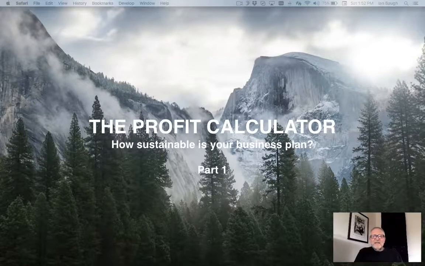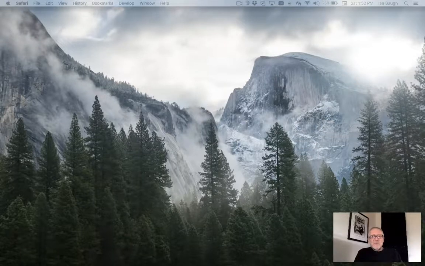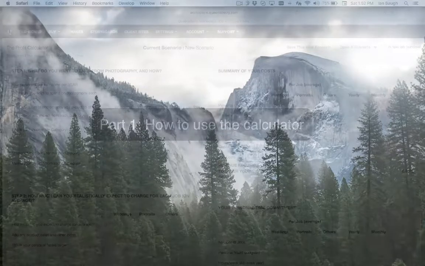The calculator is designed to help you work out if your business plan is realistic. In other words, given what you expect to charge for your work, how much work you expect to do, and the cost you'll incur in the process, how much money you're likely to earn from your photography after paying the bills. So let's get straight into it.